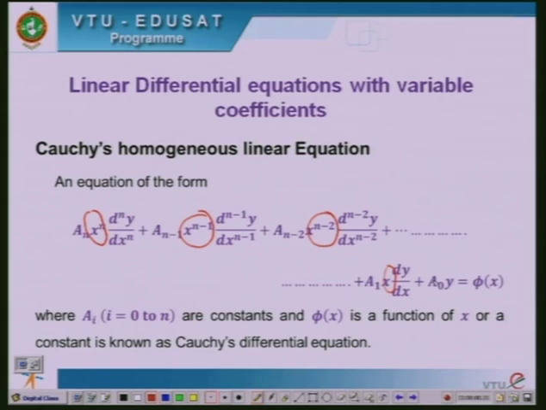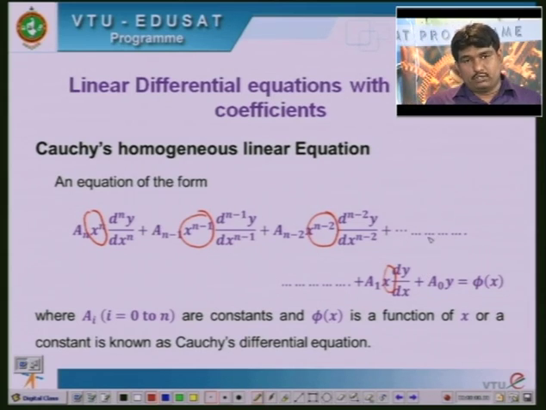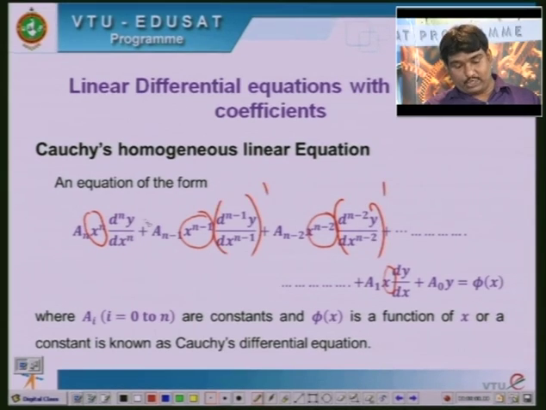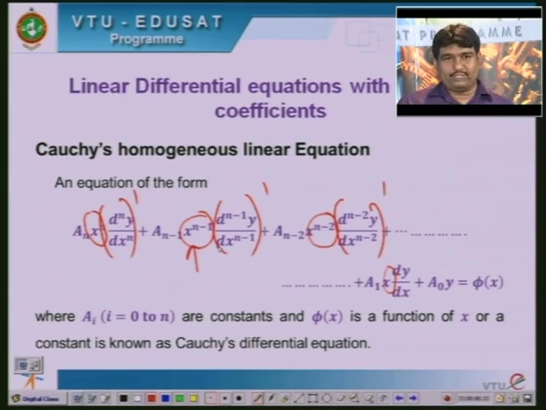Linearity means the degree should be 1: the degree of the derivatives as well as the dependent variable is 1, and a product of derivatives, or a product of the dependent variable and derivatives, should not be there. You know what linear means. It's a linear equation for sure, because all powers are 1, meaning the degree of the dependent variable and all derivatives is 1, and the coefficient is not y, so there is no product of dependent variable and derivatives.